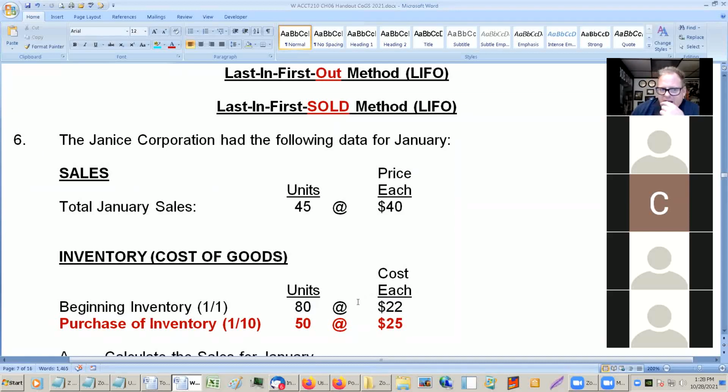There's also something weird that happens with LIFO, last in, first out. It's possible that some beginning inventory number never gets sold. This could be on the books for 100 years.